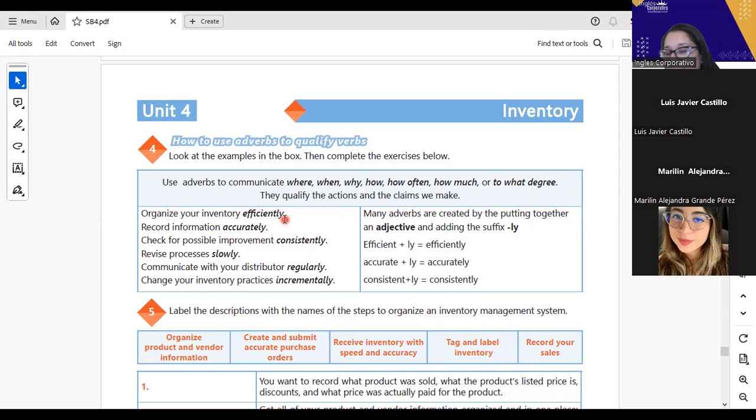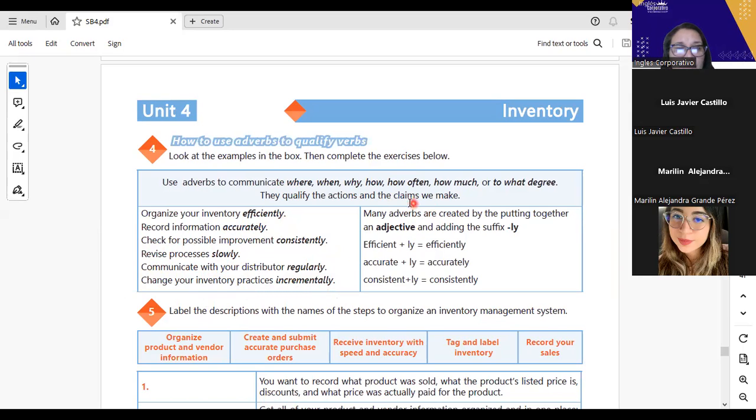Usually, an adverb ends in the syllable "ly," because they come from an adjective, and by adding the extra syllable, or the suffix "ly," we make an adjective into an adverb. So, record information accurately. Check the possible improvement consistently. Revise processes slowly. Communicate with your distributor regularly. Check your inventory practices incrementally.